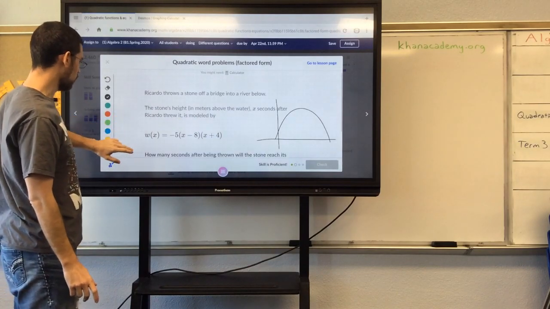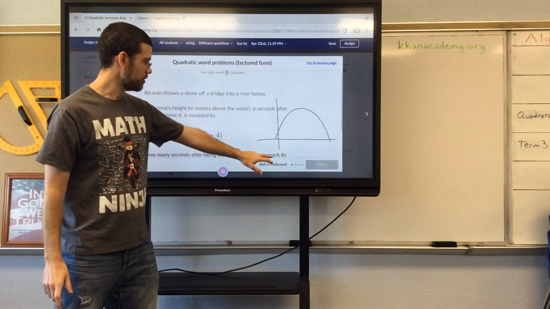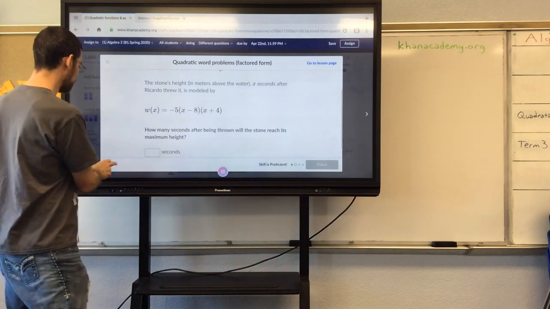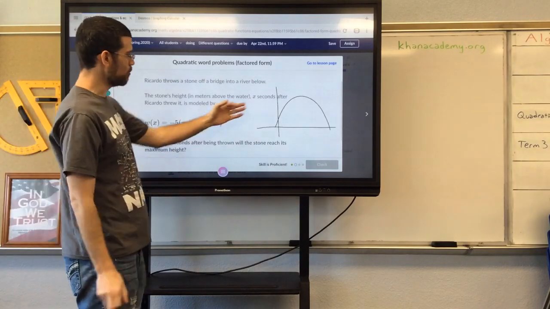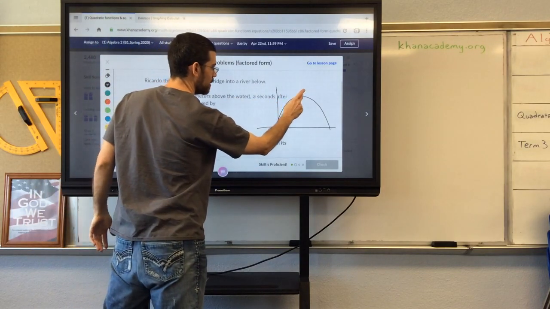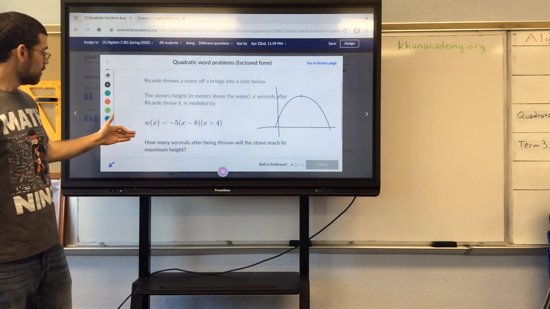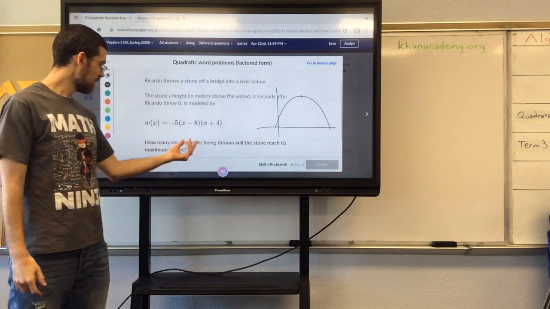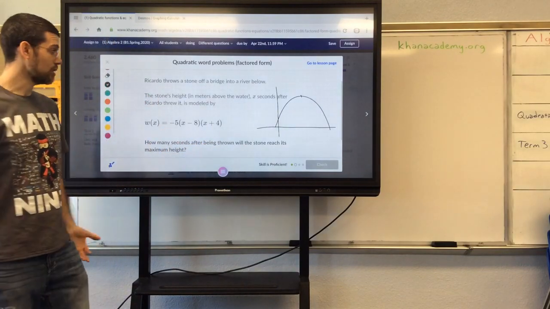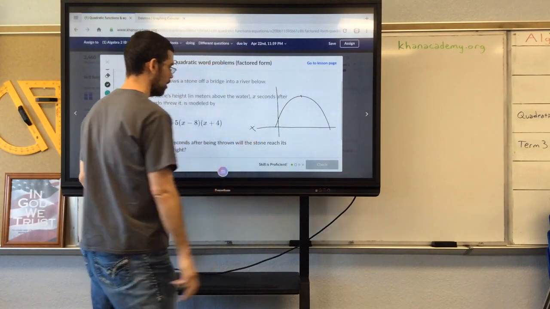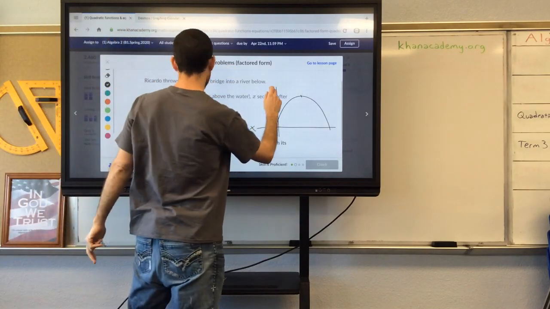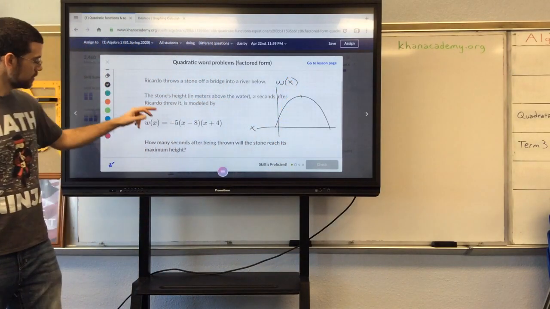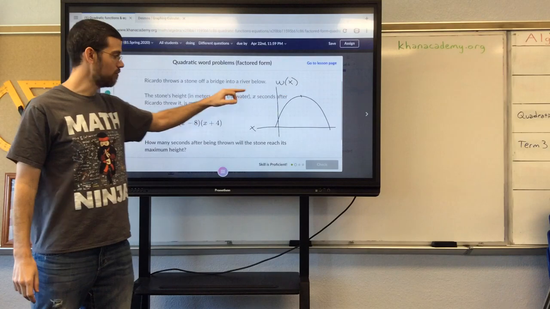All right, so how many seconds after being thrown will the stone reach its maximum height? So they're asking about what point. If they want the maximum height, that happens right here at the vertex. Now, are they asking us about the height or the time it took to get there? How many seconds after being thrown? That's a question about the time. Time is our x input, and the height is our y input. All right, so they're asking us for the x coordinate of this vertex.